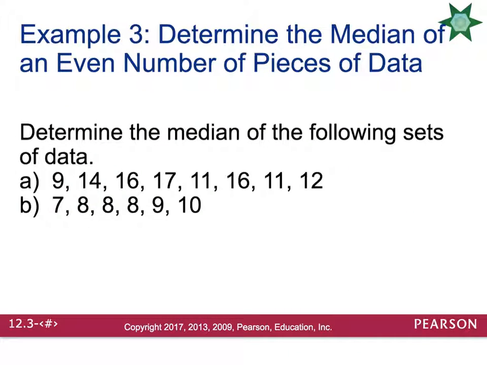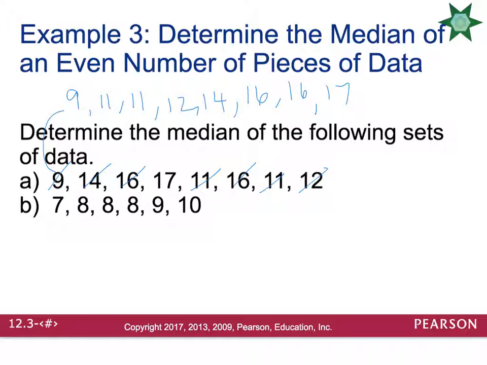Let's look at a couple more examples just because sometimes the median can get a little tricky. So let's look at this first example. You have 9, 14, 16, 17, 11, 16, 11, 12. And I want to know the median of that. So again, first thing we need to do is put it in order from smallest to largest. 9 is the smallest, followed by 11, followed by 12, and then 14, and then 16, and 16, and 17.